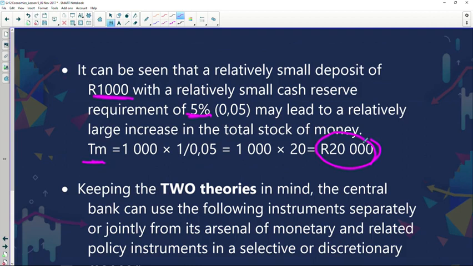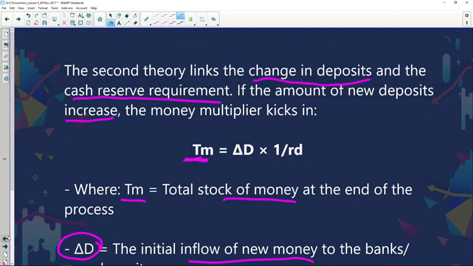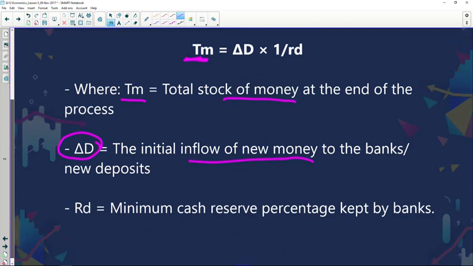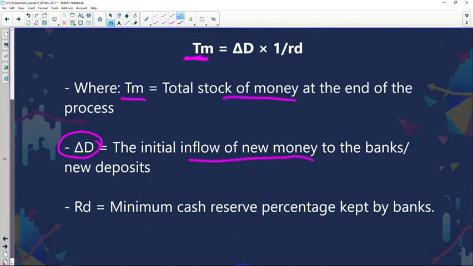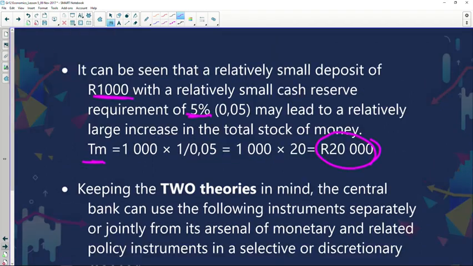So this goes back to our formula over here, where we looked at the total stock of money, which will equal the aggregate demand times 1 divided by RD, which will be the percentage of money kept by financial or commercial banks. All right, so let's move on to our next point.